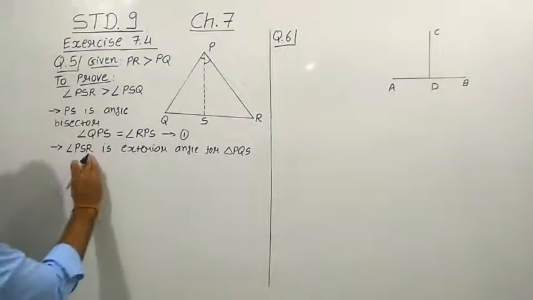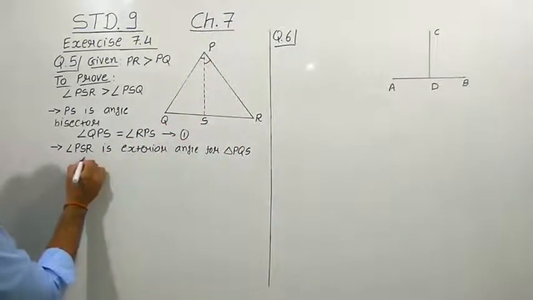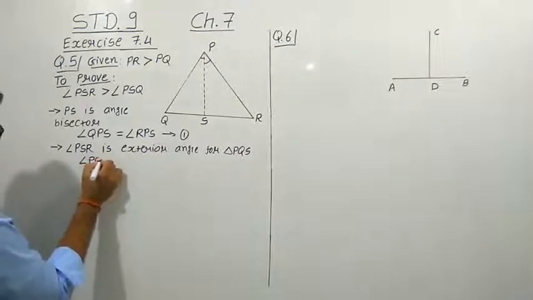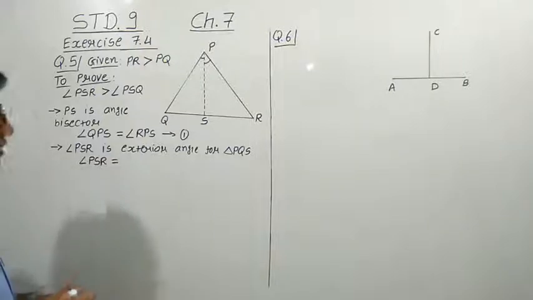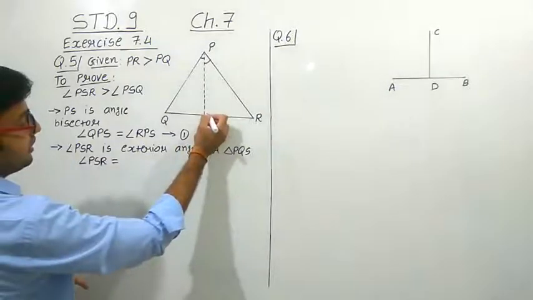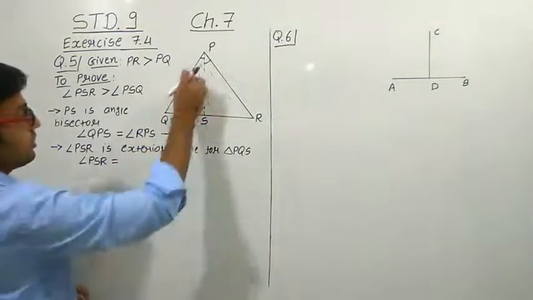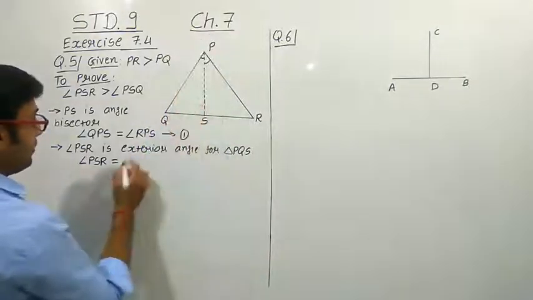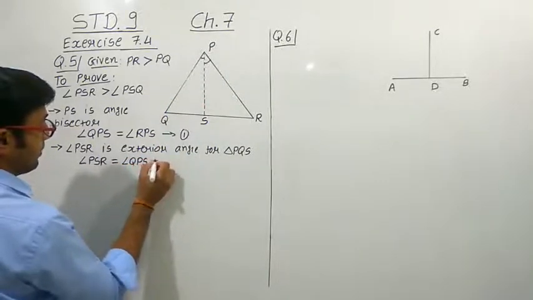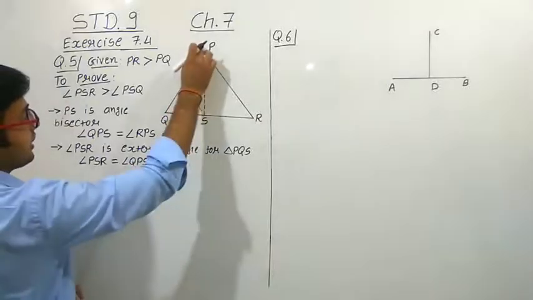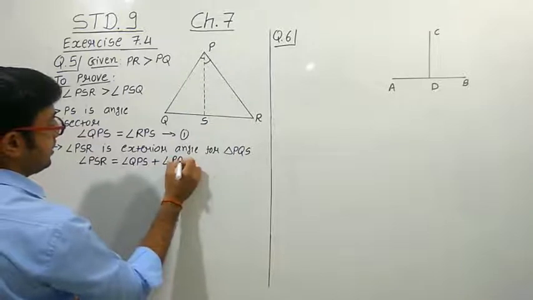So according to the exterior angle property, we can write that angle PSR is equal to, now remember the exterior angle property, that the exterior angle is equal to the addition of the two opposite angles. So we can write this angle as angle QPS, plus this angle as angle PQS, right? Angle PQS.